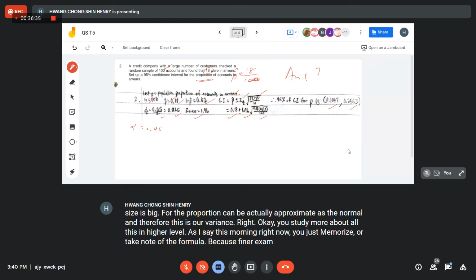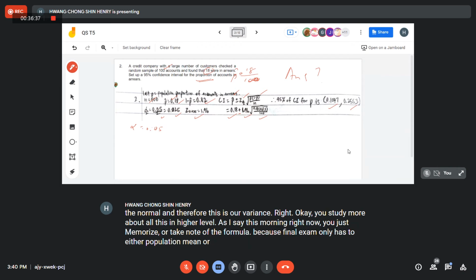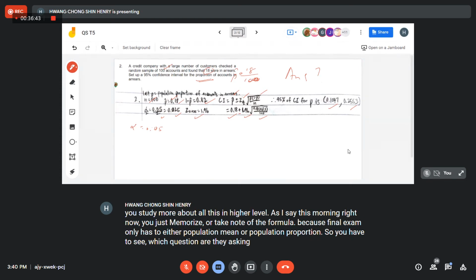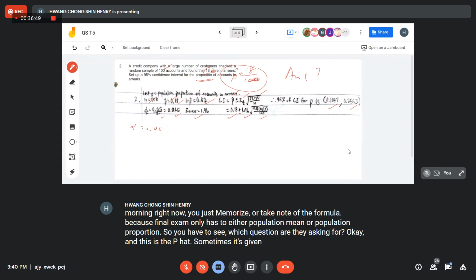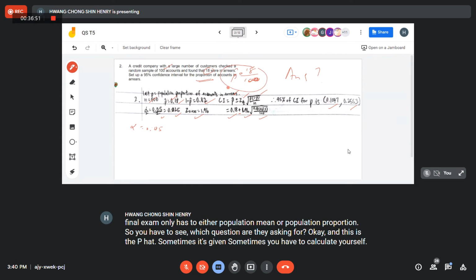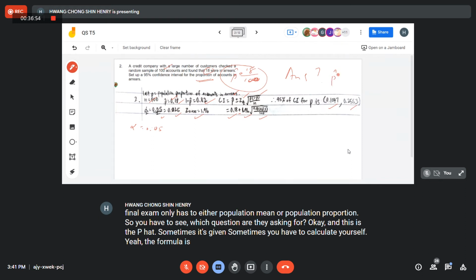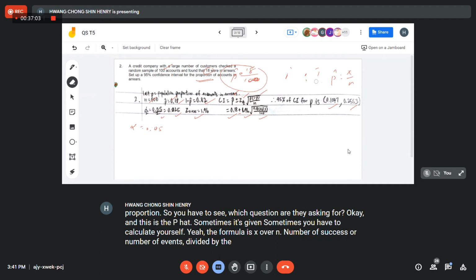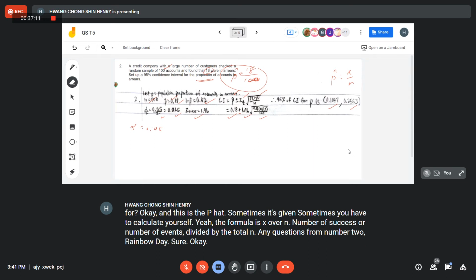Because the final exam only tests two, either population mean or population proportion. So you have to see which one the question is asking for. Okay, and this is the p hat. Sometimes it's given, sometimes you have to calculate yourself. Here, the formula is x over n: number of successes or number of events divided by the total n. Any questions from number 2? Everybody sure okay? Okay, we move on.